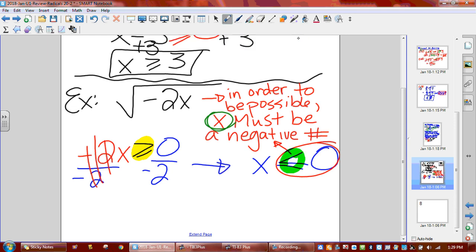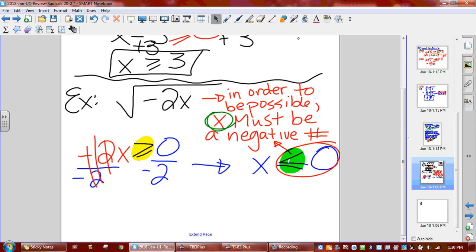Now, we only have restrictions under radical signs with even number indexes. So that means with a square root, or a fourth root, or a sixth root. So our cube root's going to have restrictions? No, they don't have an even index. Their index is 3. So cube roots do not have restrictions. Okay? And we're going to make that note.